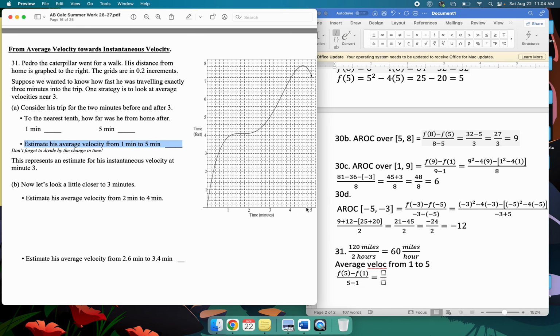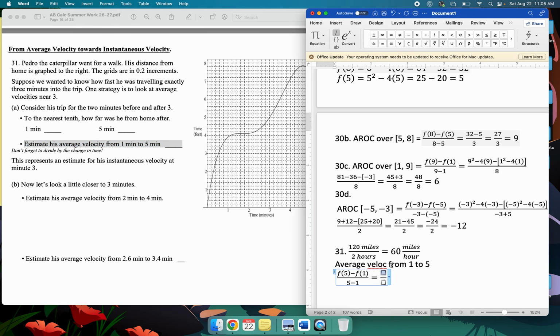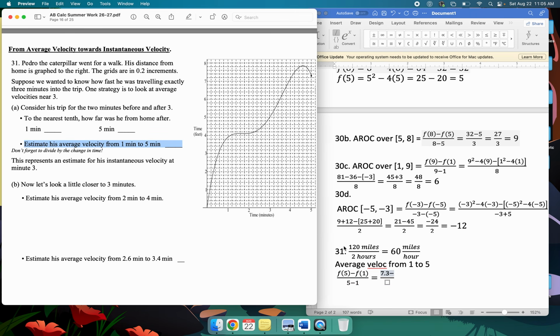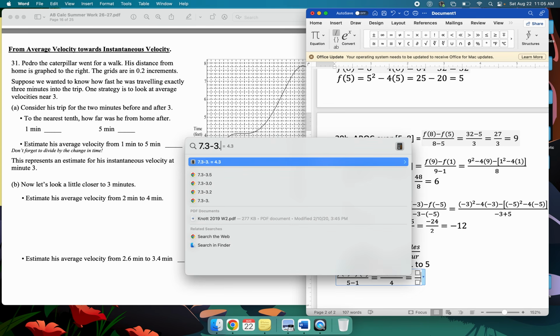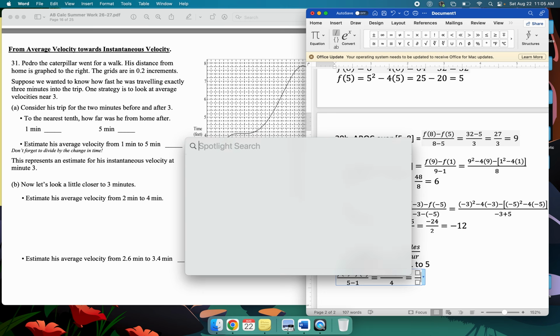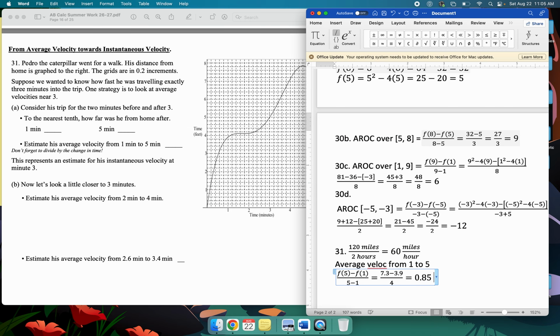So f of 5, that's simply his position at time 5. These are increments of 2, here's 7, so 7.2, I don't know, 7.3 or something. So 7.3 minus f of 1, which looks like it's probably 3.9, divided by 4. So what is that? 7.3 minus 3.9, that's 3.4. So 3.4 divided by 4, it's like 0.85.